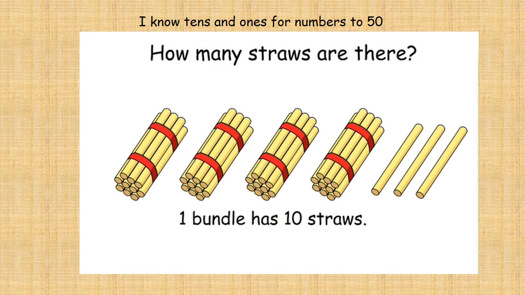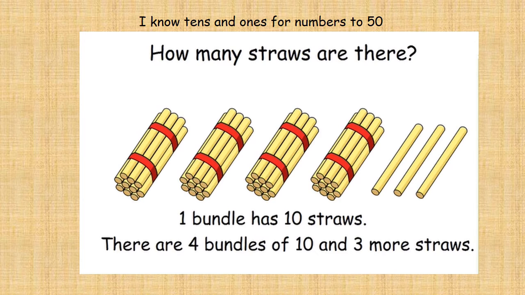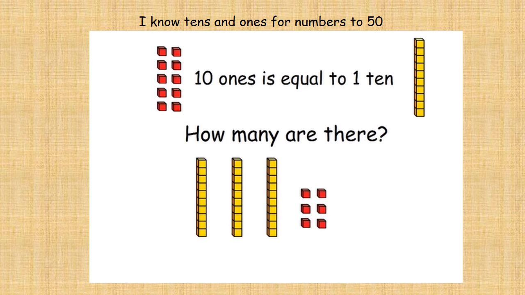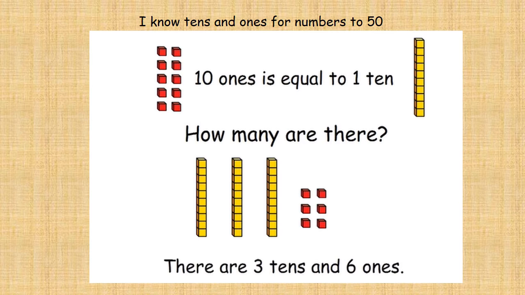How many straws are there? There are 10 straws in each bundle. There are 4 bundles of 10 straws and 3 more. Altogether, there are 43 straws. Here there are 10 blocks and a group of 10. We know that 10 ones is equal to 1 ten. How many are there? We can see there are 3 tens and 6 ones. 3 tens and 6 ones is 36. Well done.